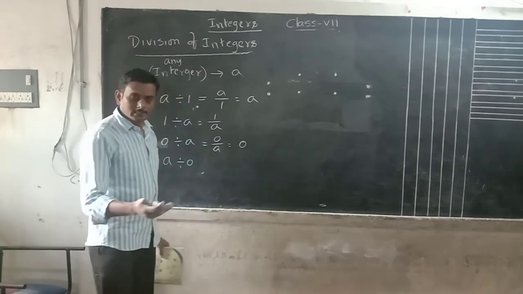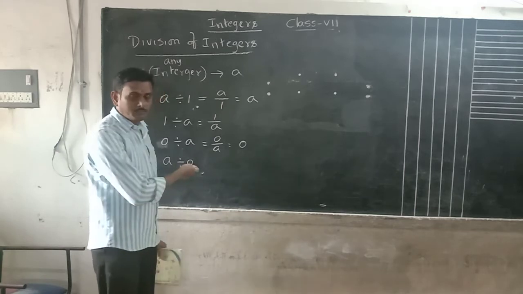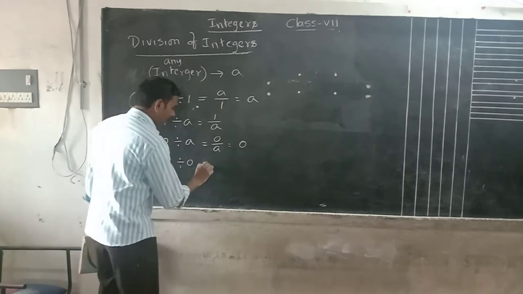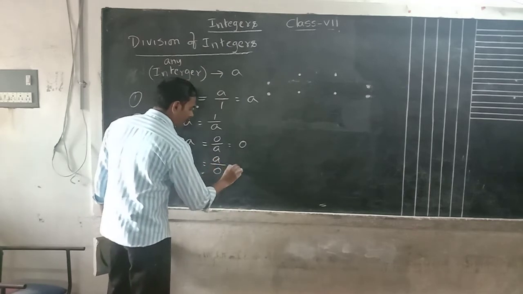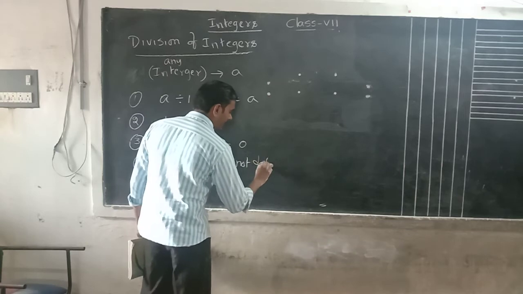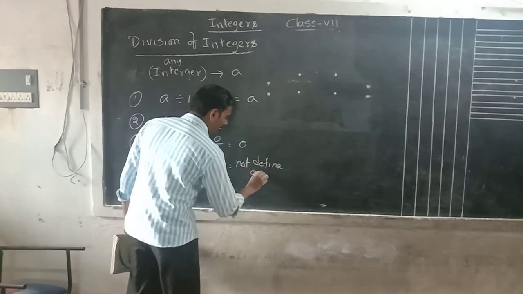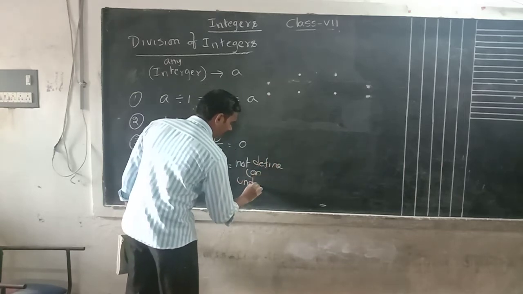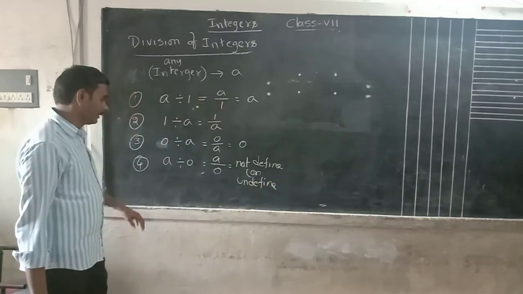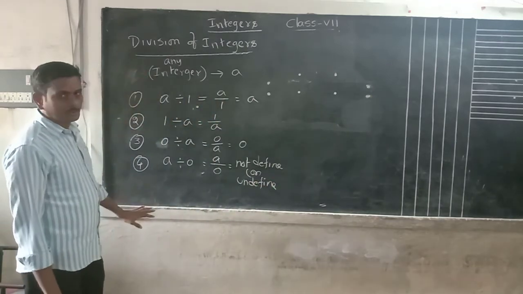In previous classes we can't do the division. We did not do the division with the 0. So that means a divided by 0 is not defined or undefined. What is the answer? Not defined or undefined. Okay, these divisions you have to remember.